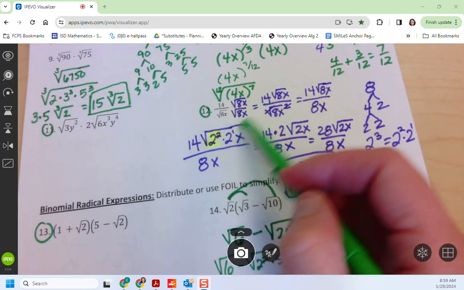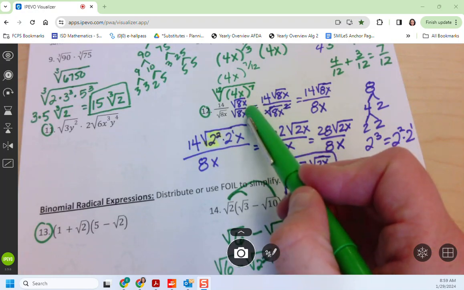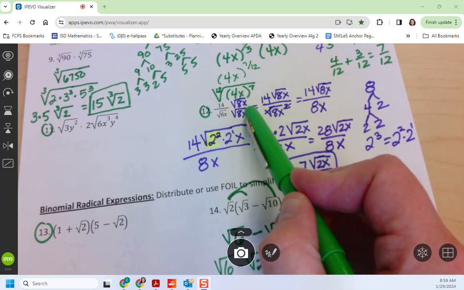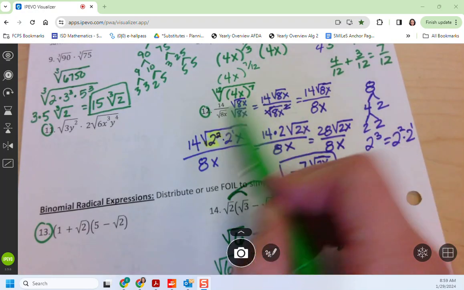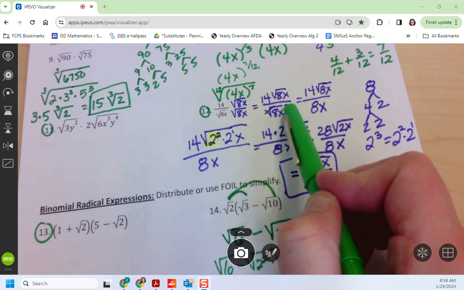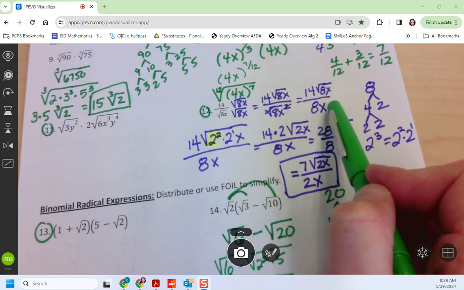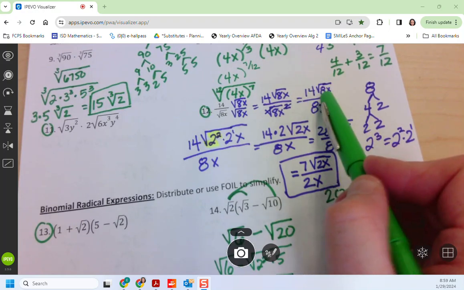First step, whatever root is in the denominator, multiply by that in both numerator and denominator. So you get 14 root 8x, and then root 8x times root 8x is root 8x squared. The square root and the square cancel, so you just have 8x in the denominator. Then we have to simplify the square root of 8x.